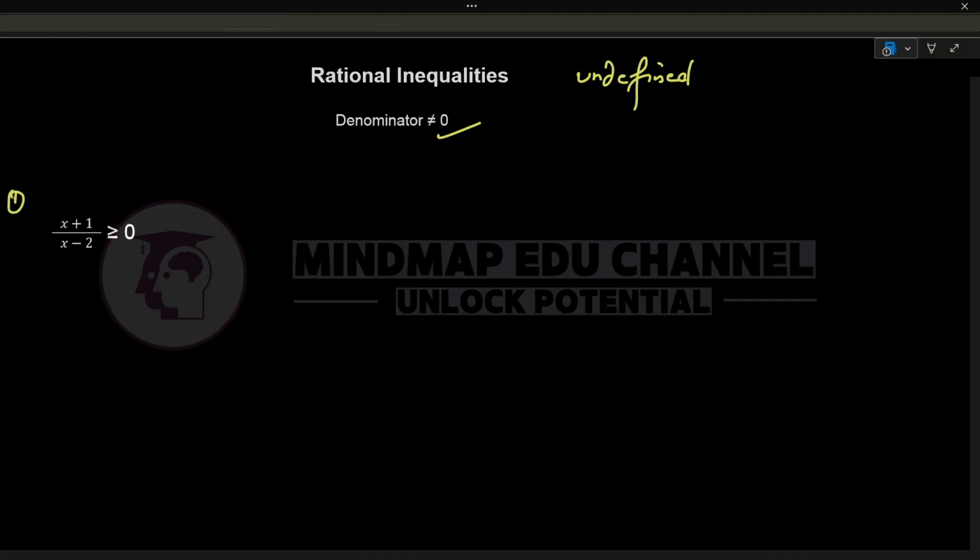Here's the first one: x plus 1 over x minus 2 greater than or equal to 0. From the numerator, we will get x plus 1 equals 0, and the value is minus 1. And from the denominator, we will get x equals 2. Now let's plot these 2 points on the number line: minus 1, 2, minus infinity on the left-hand side and plus infinity on the right-hand side.